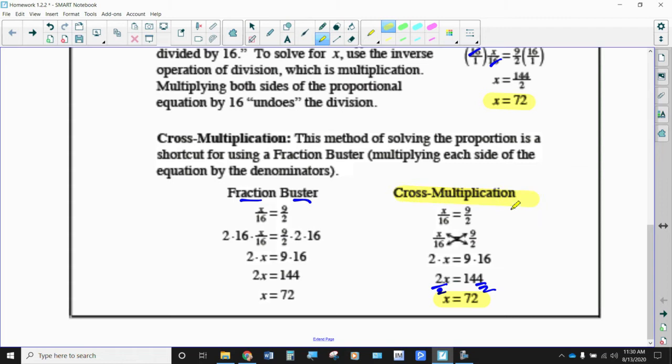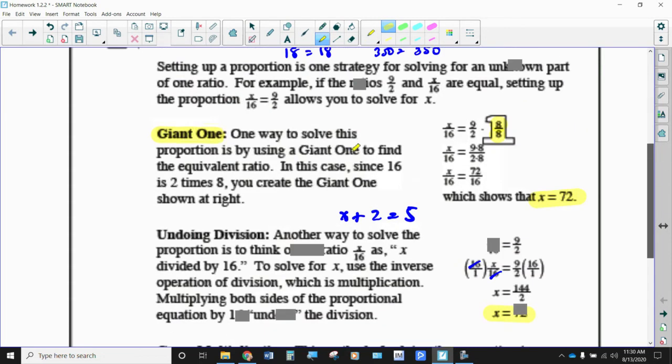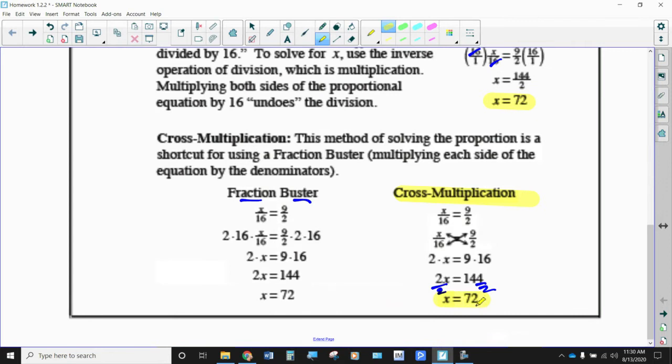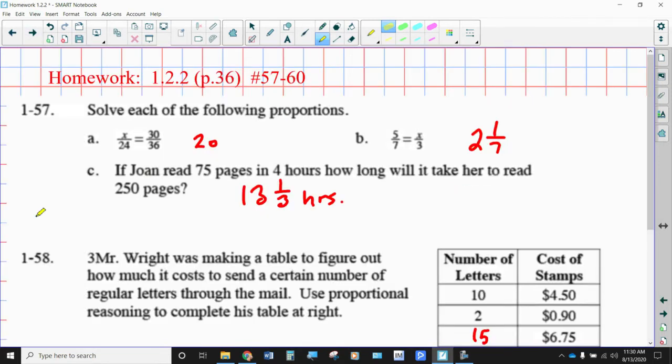So I'm a big fan of cross multiplication. I'm a big fan of the giant 1. Most students agree with that. If it's an easy process, you can use a giant 1. If it's at all complicated, go to the cross multiplication.